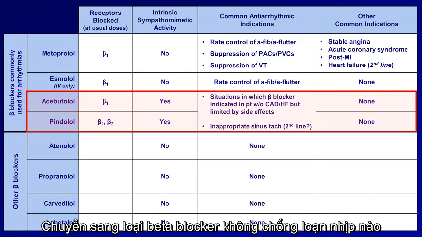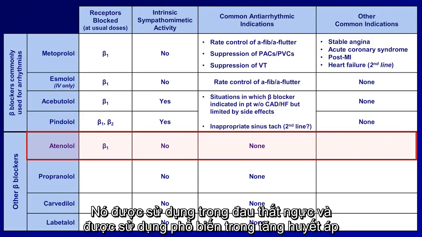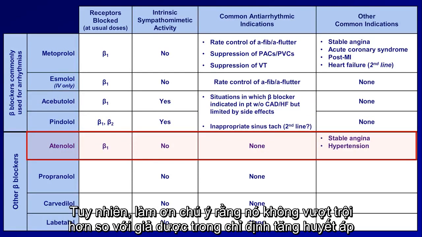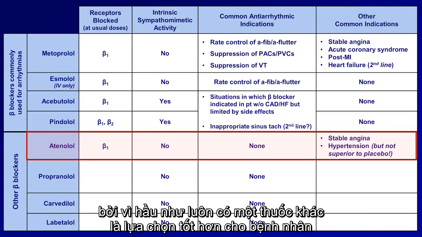Moving on to the so-called non-antiarrhythmic beta blockers, atenolol is only active on beta-1 receptors. It is used in angina and is commonly used in hypertension. However, please note that it is not superior to placebo for this latter indication. Atenolol is one of those drugs that should usually make you cringe when you encounter a patient on it because there is almost always a better choice of medication for the patient.